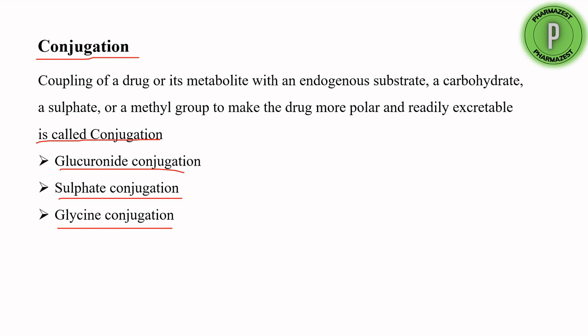So in conjugation, what happens is coupling of the drug with an endogenous substrate, a substrate which is produced by the body, for example a glucuronide. These glucuronides are produced by the liver, and they get attached to the drug molecule. For example, a carbohydrate molecule or a sulfate or a methyl group. These molecules bind to the drug and make it more polar and more water soluble. This is known as conjugation. So coupling of a drug with an endogenous substrate is called conjugation. These are the different biochemical reactions involved in drug metabolism.